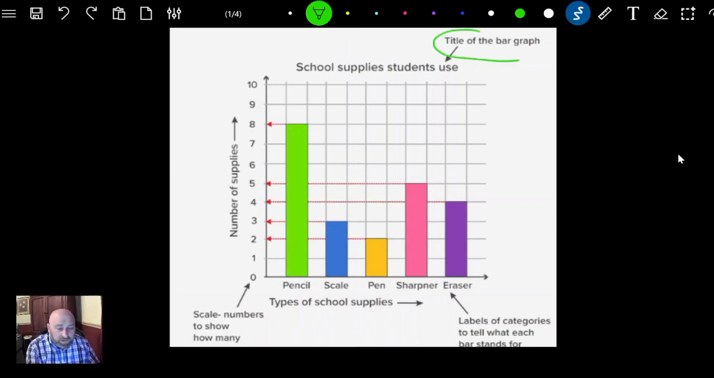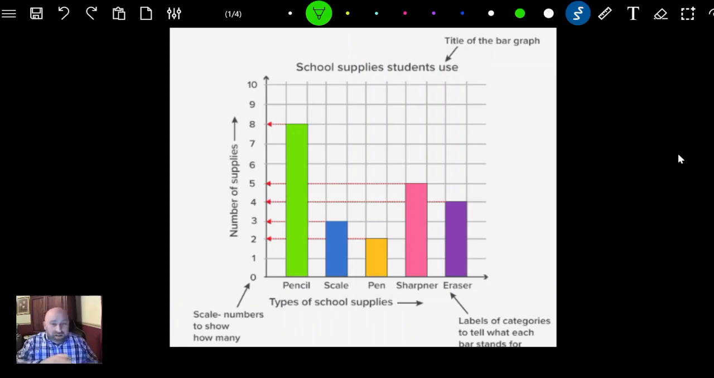So if you look right up here, this is the title of the graph. So what is the title? The title is School Supplies Students Use. Now, with the title, we basically know what we're looking at. We are looking at school supplies, and we're looking at students, and the ones that they actually use. Very clear title, perfect. We now know what we're doing.